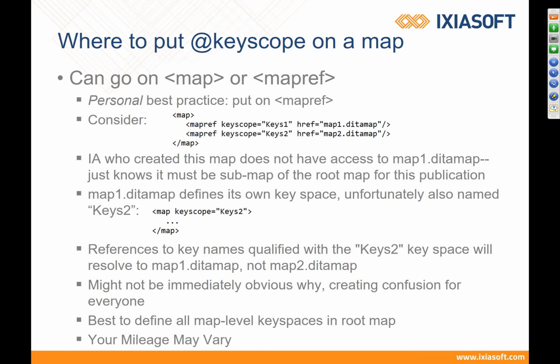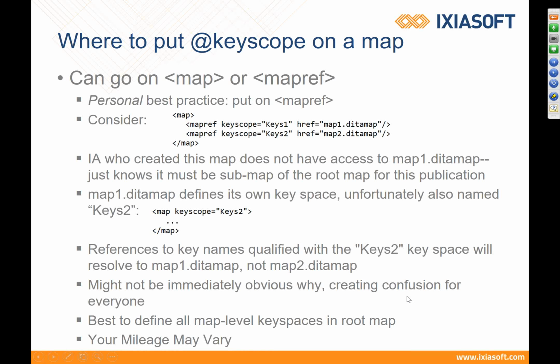And that brings me to this point here, which is where do you put keyscope on a map? As I said, even if you don't define keyscope for a map, there's one there implicitly, but of course you can make it explicit. When you create a map, you can define map keyscope equals keys 1. My personal best practice is not to do this. My personal best practice is to put the keyscope on the map ref.